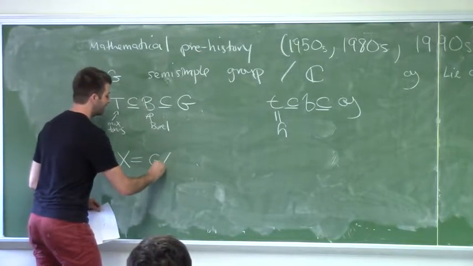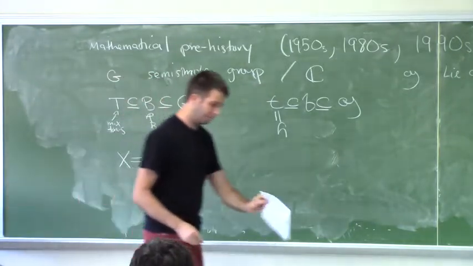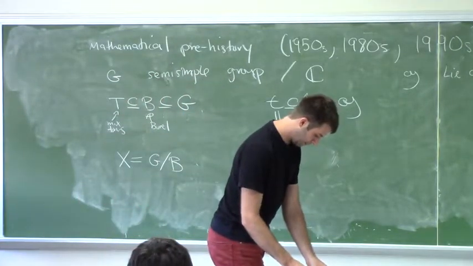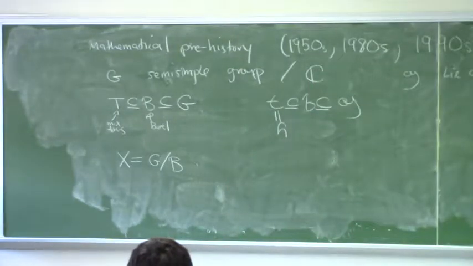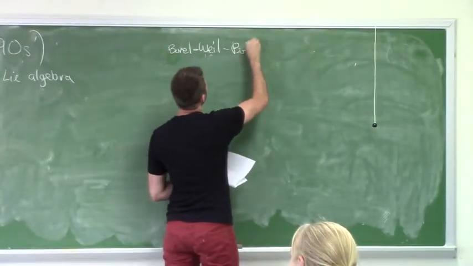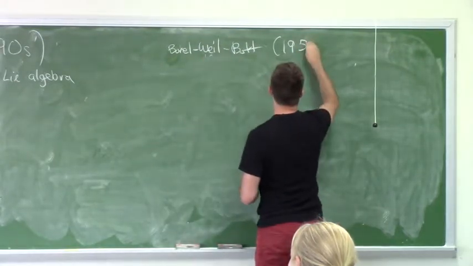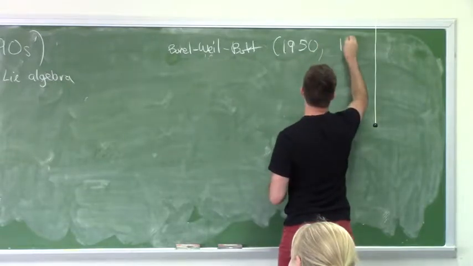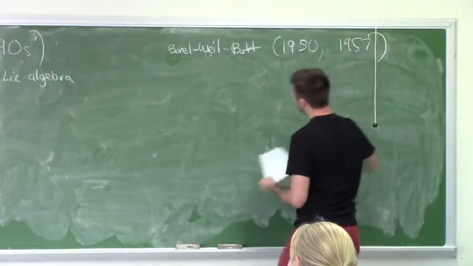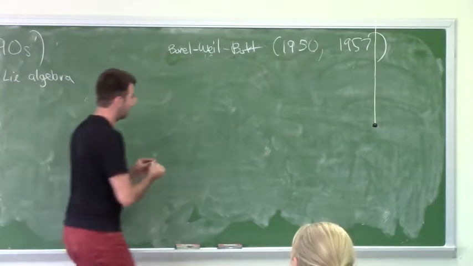And then I want to study the flag variety, X, which is just the quotient of G by T. And now I want to state my first theorem, which is a very old theorem. I think the first bit was maybe 1950, 51, and this bit's like 1957 or something like that. At some point, I'll stop remembering the dates. And this thing says the following.